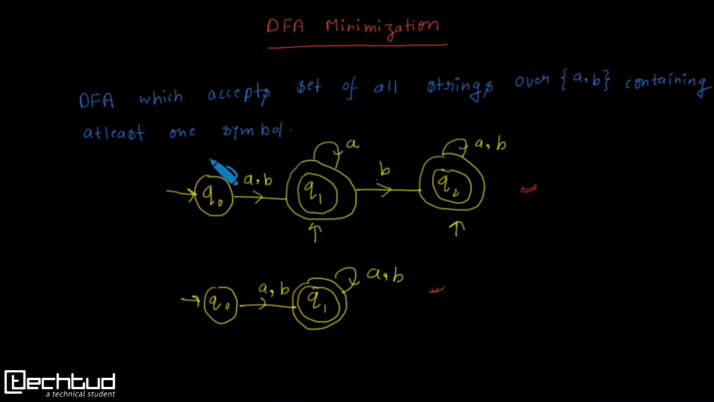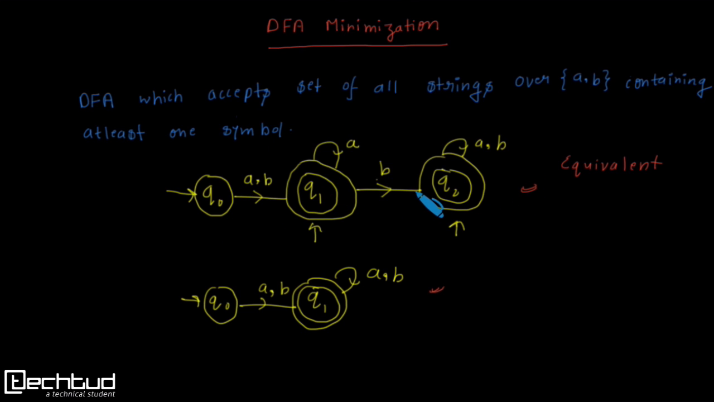But in our first DFA, we have two states that are redundant. We will call all these states equivalent states: the states that can be merged together to form a single state. Whenever you see a DFA, that DFA may or may not be minimized. So you have to follow some procedure to minimize that DFA.